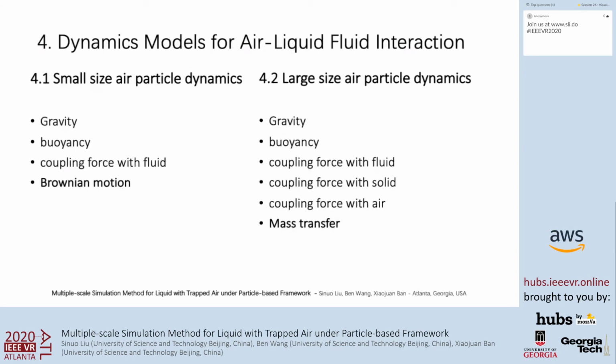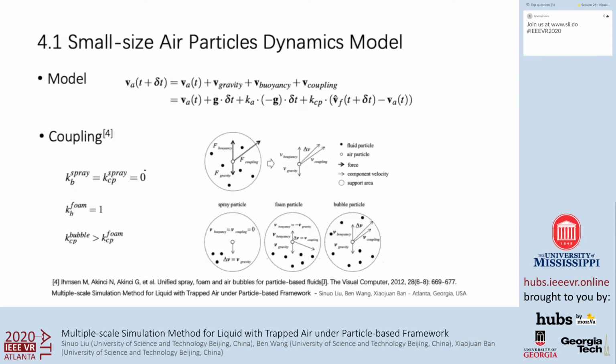In this paper, two dynamics models are established for different sizes of air material. The small-size air particle moves under the gravity, the buoyancy, and the coupling force with fluid, while the large-size air particle will also couple with neighboring air particles and solid particles. As shown in this figure, in each time step, the velocity of the air is calculated together by the velocity variation caused by the gravity, the buoyancy, and the drag force of the neighboring fluid particles. The value of the coupling parameter depends on the degree of coupling.